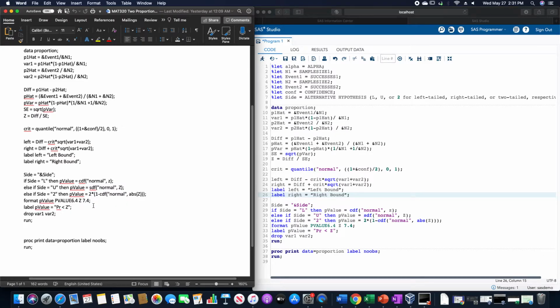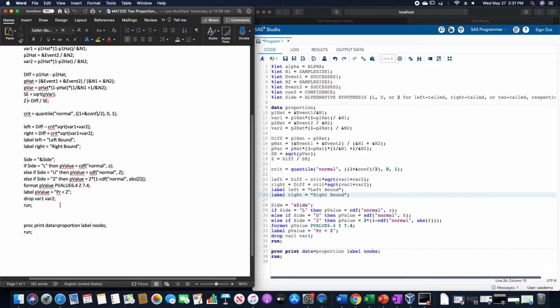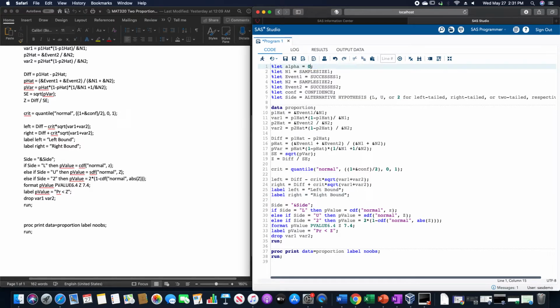Then we just format the numbers, so that way we could determine which one's which. We drop the 2 variances, and then we run. And at the bottom here we have proc print data equals proportion, and then label noobs, and then run. So let's say, for example, I want an alpha of 5%. Then sample size, let's do a first sample size of 1,000. Number of successes of, let's say, 950. Sample size for the second, let's also do 1,000, but this time do a number of successes of 900. And we're going to do a confidence level of 0.95.